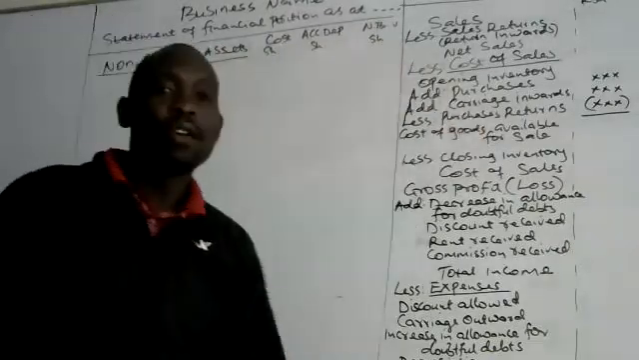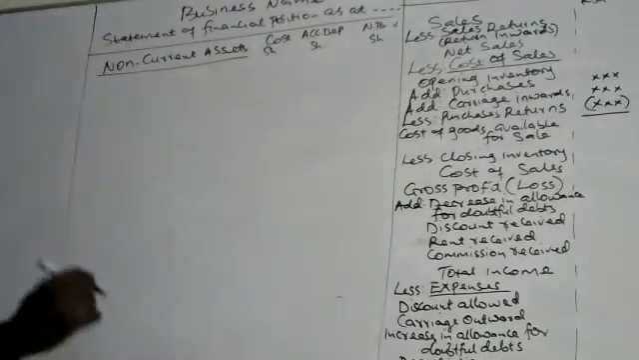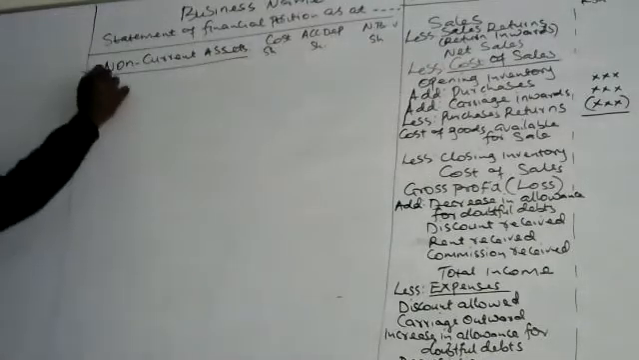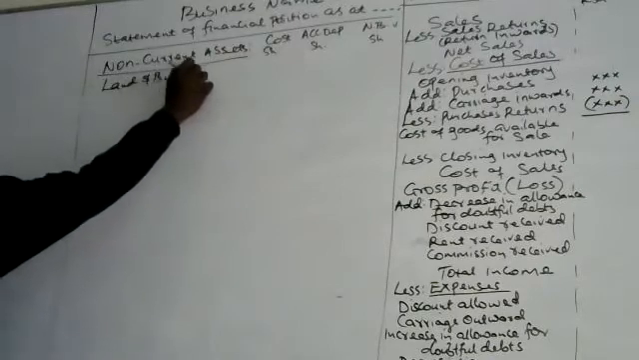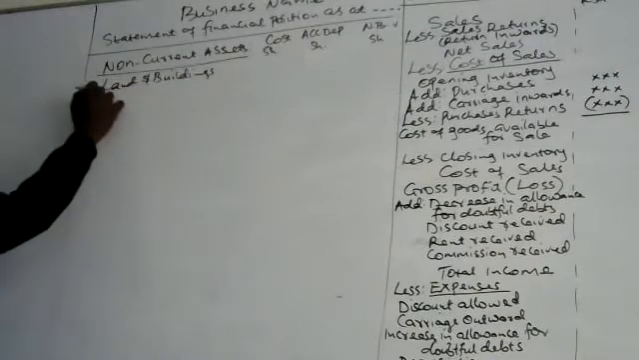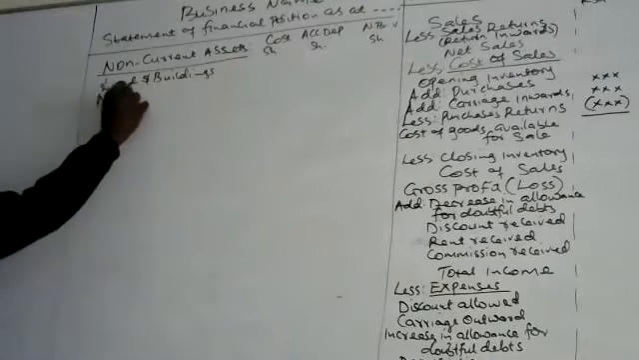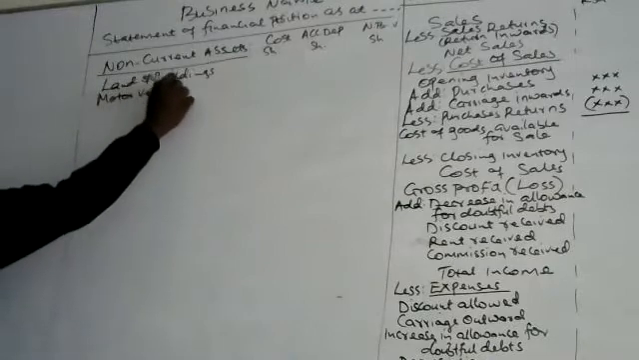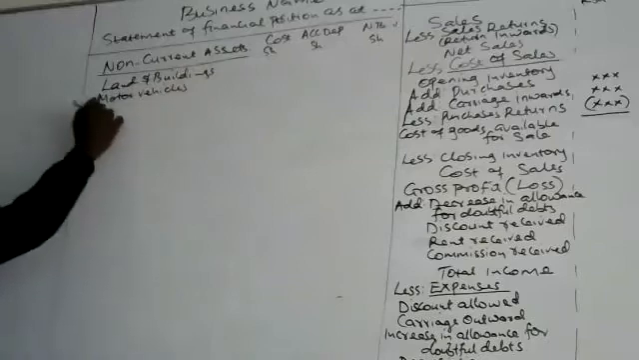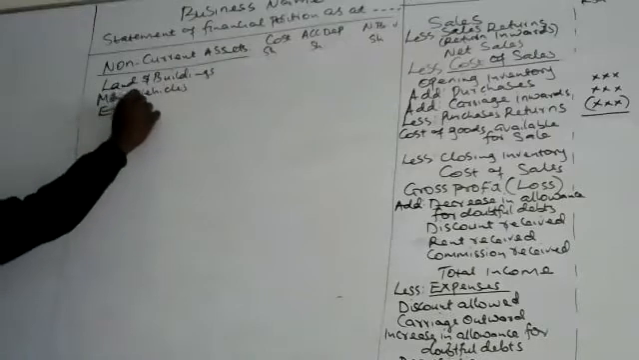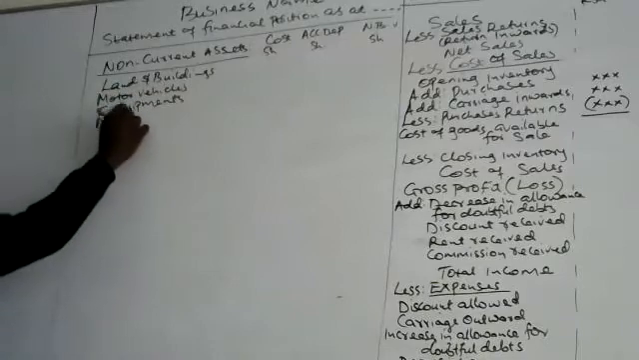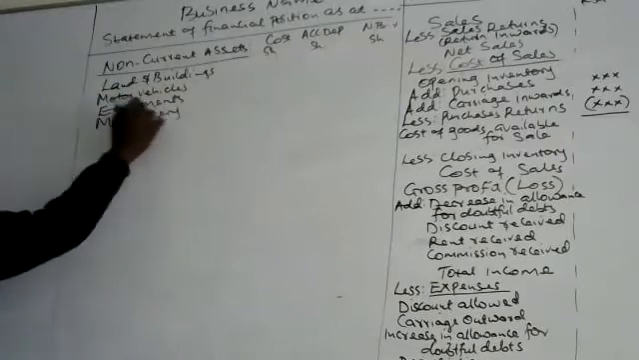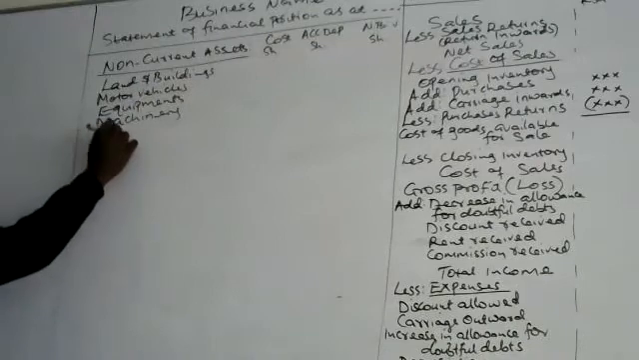We get that. So some of the non-current assets that we can have in the business include land and buildings. We have motor vehicles. We have equipment, machinery, furniture and fittings.